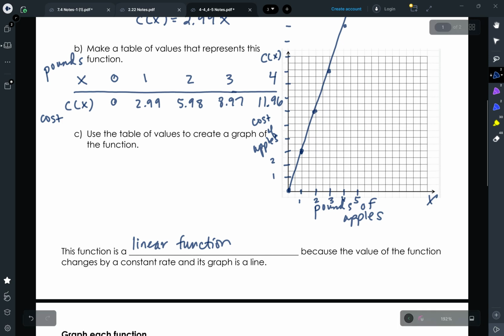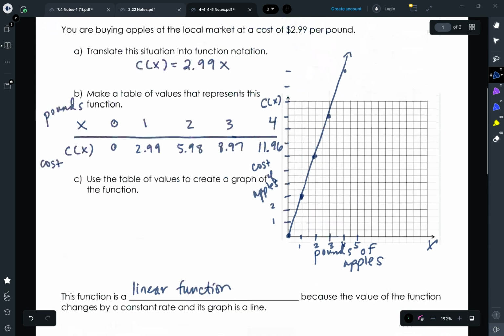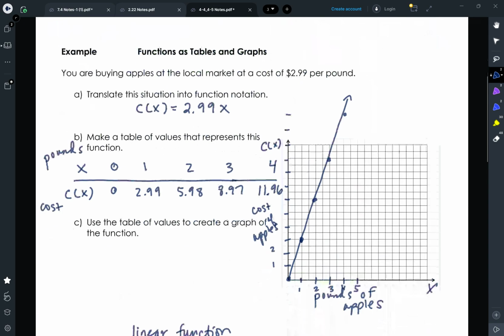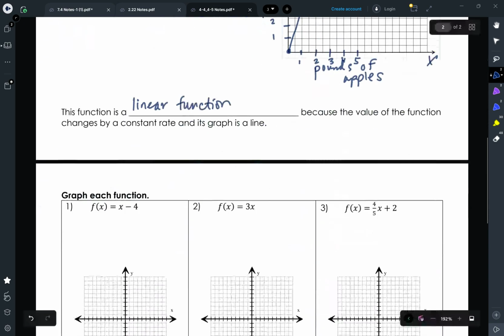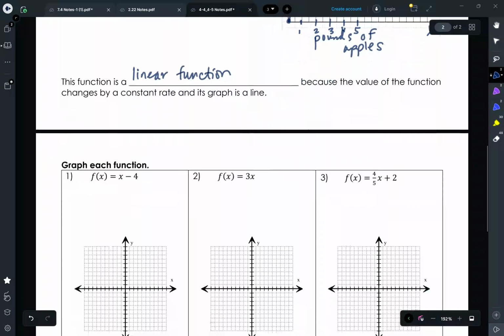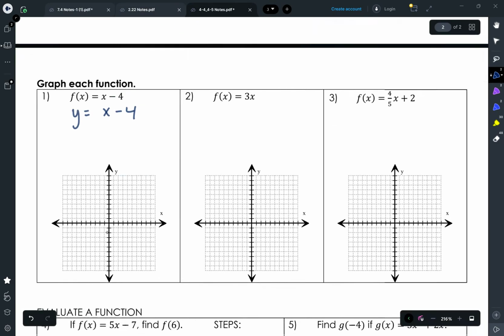For the next couple, we're going to look at some things written out in function notation. Function notation just means I'm using f of x instead of the y. So when I graph, I'm really just graphing y equals x minus 4. Just like always, my y-intercept is going to be negative 4. Let's see right there. And my slope is 1 over 1.